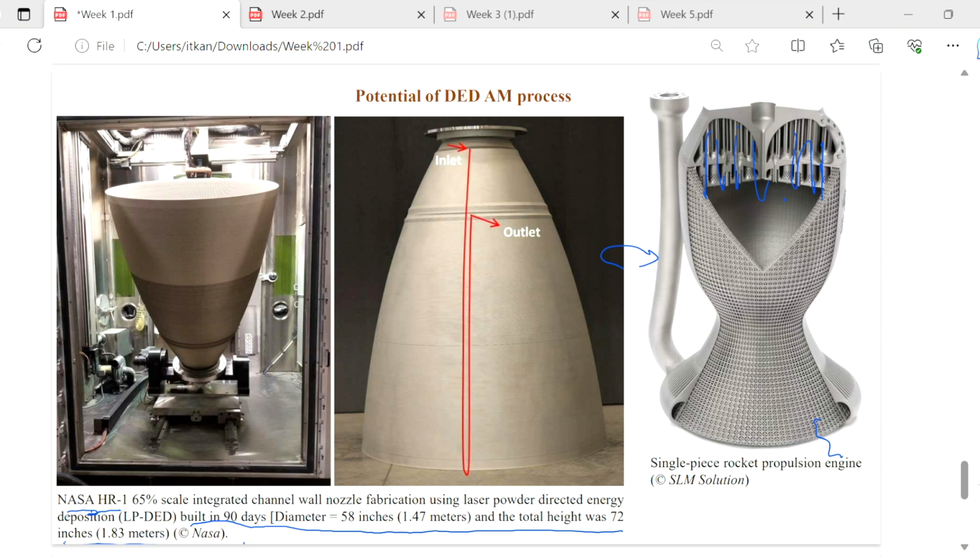So this is a perfect example of deciding where we can use the additive manufacturing process and where we cannot. This was all about the initial introduction of the additive manufacturing process. Next we will move on to the next portion.